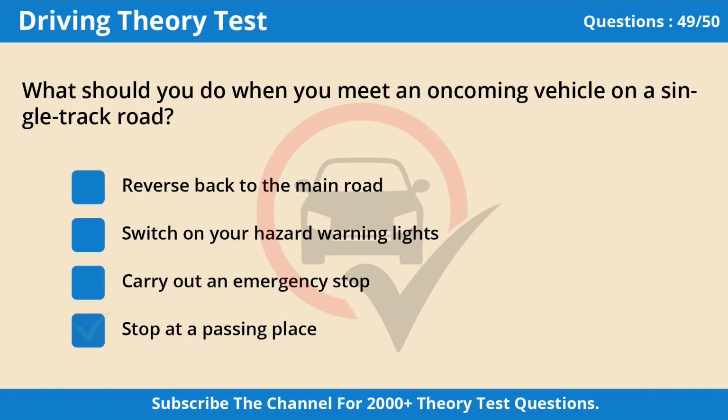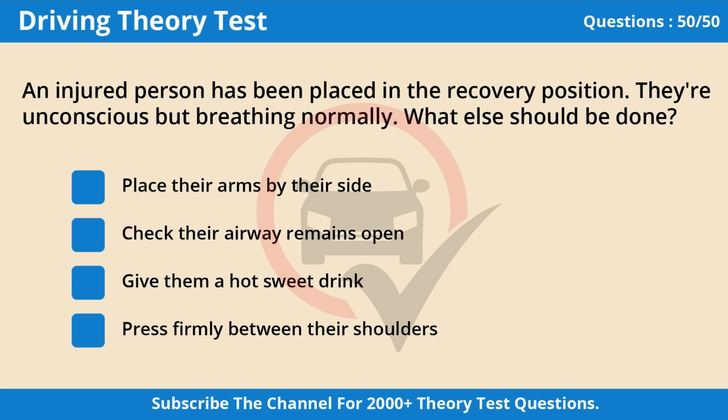D. Stop at a passing place. Question 50. An injured person has been placed in the recovery position. They're unconscious but breathing normally. What else should be done? A. Place their arms by their side. B. Check their airway remains open. C. Give them a hot sweet drink. D. Press firmly between their shoulders.